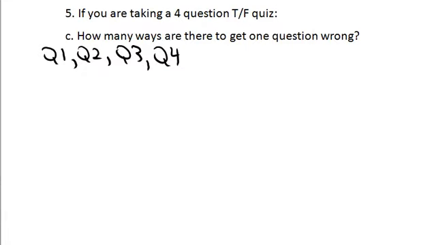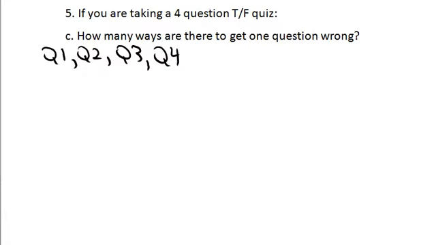Think about writing the question numbers on a piece of paper, dropping them into a bowl, and just randomly picking one out, and the one you pick out is the one that's wrong. That's just like saying how many ways can you pick a person from a group of people to do some task. In other words, I could think of this as a combination problem.